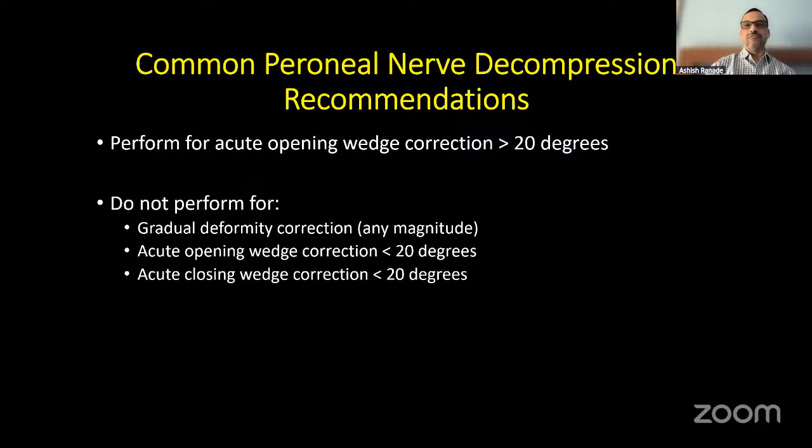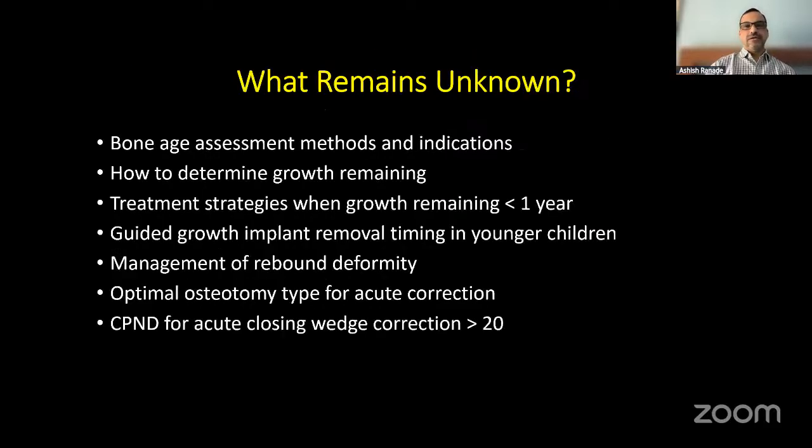Regarding common peroneal decompression, the recommendations were unanimous: perform common peroneal nerve decompression if you are doing an acute opening wedge correction of more than 20 degrees. Do not perform peroneal nerve decompression if you are doing gradual deformity correction of any magnitude, an acute opening wedge correction of less than 20 degrees, or an acute closing wedge correction of less than 20 degrees. Despite this survey, a lot of questions remain unanswered. We could not reach a consensus.